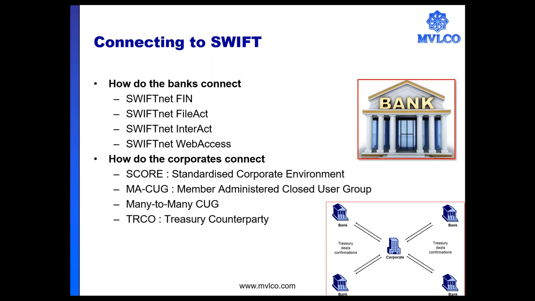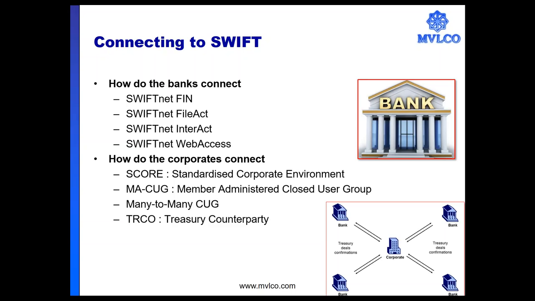The next mechanism is the treasury counterparty. In a treasury counterparty mechanism, a corporate which is a member of SWIFT can send a message to any bank which is there on SWIFT, but it has a limitation. The limitation is that the message which you are allowed to send under the TRCO model is a treasury deal confirmation, which means it is only post facto. Once you have done a deal with a bank, maybe with the treasury of the bank, you can only send a confirmation message that we confirm having done this deal with you, which means you cannot use the TRCO model for creation of payment transactions. You can use the TRCO model only to confirm the transactions which you have done with a particular bank.